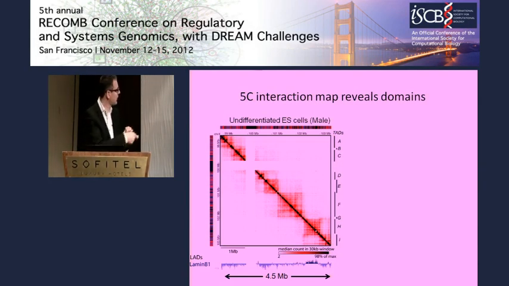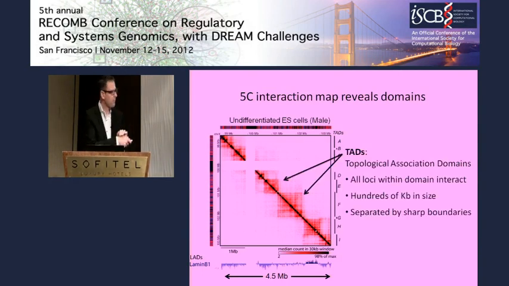We were struck to observe, and we hadn't seen this before in other experiments, this domainal pattern in this heat map where you have these large squares. This is about a megabase domain over here, where all the loci within this domain have a high interaction frequency with each other, but then they don't interact very frequently with the next domain. We call these topologically associating domains, which are defined as follows. All the loci within one domain interact with each other quite frequently. They can be hundreds of kilobases in size, and they are separated by sharp boundaries.